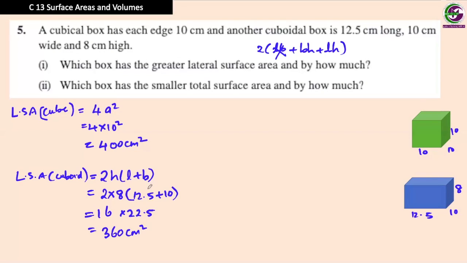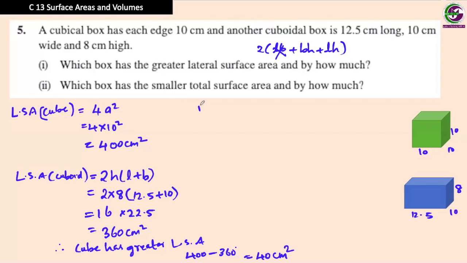Which box has the greater lateral surface area? This is 400 and this is 360. Therefore, the cube has greater lateral surface area, and by how much? It is 400 minus 360, which is equal to 40 centimeter square, because it is area.